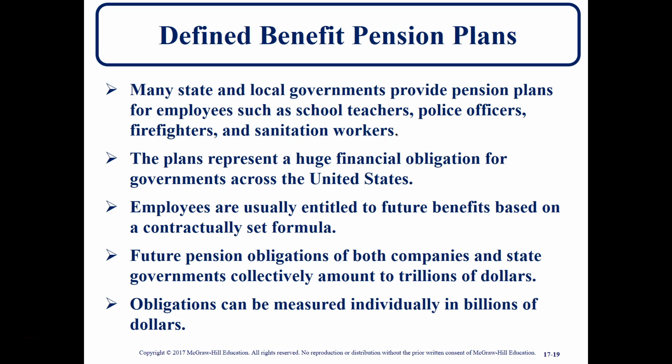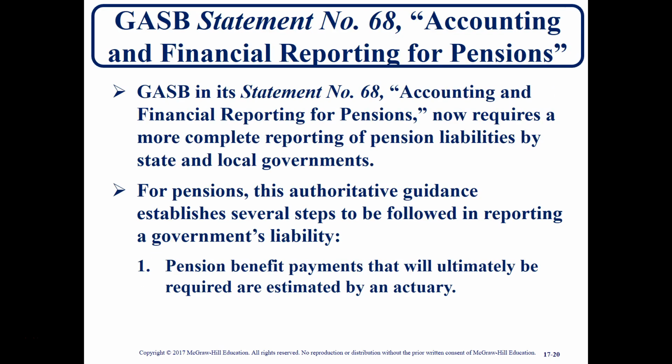Employees usually in a DB plan are entitled to receive future benefits. Again, defined benefit, the benefits are defined based on a formula. Future pension obligations of both companies and state governments collectively will amount to trillions of dollars, and the obligations can be measured individually in billions of dollars. GASB Statement number 68, Accounting and Financial Reporting for Pensions, changed pension reporting. It really required state and local governments to do more full accounting for pension plans. Again, we've dealt with pension plans in the normal FASB world, but governments had a different treatment of what was shown on their financials.